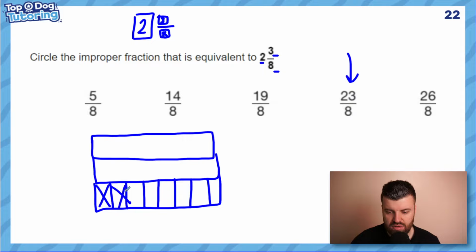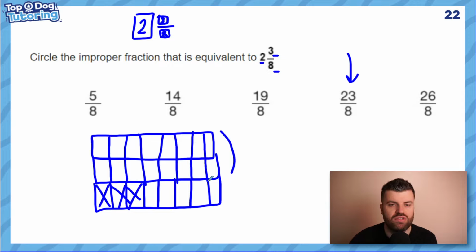1, 2, 3. Nice. I just want to count how many 8s there are then in total, counting these 2 wholes. So do you know what I have to do to them? I'm going to split them into 8s as well. Simple as that. Now, I'm going to show you a really quick way to do this afterwards, but this is a very pictorial way.